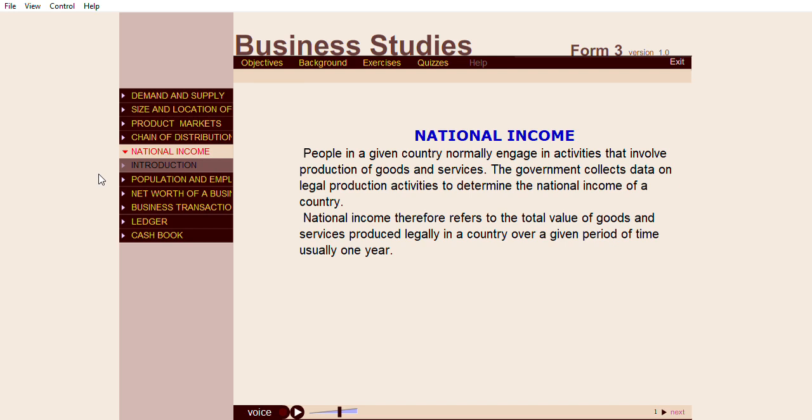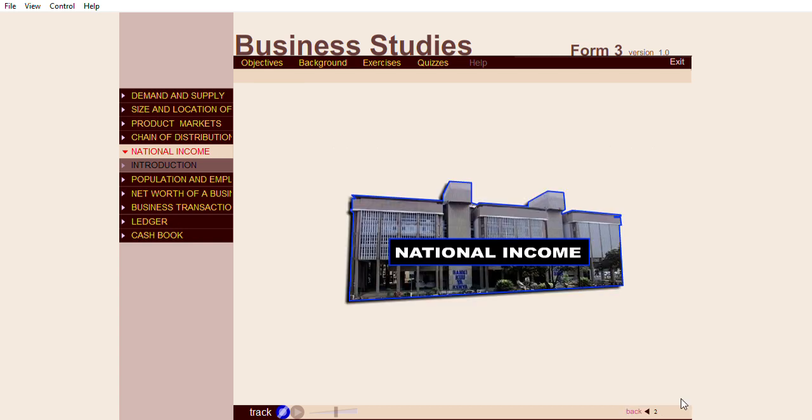National income. People in a given country normally engage in activities that involve production of goods and services. The government collects data on legal production activities to determine the national income of a country. National income therefore refers to the total value of goods and services produced legally in a country over a given period of time, usually.